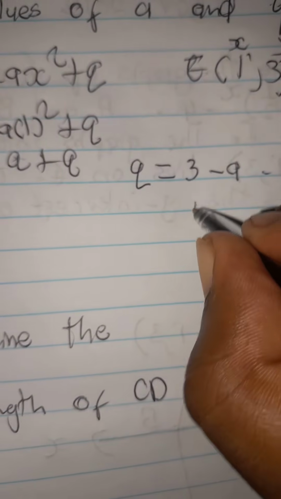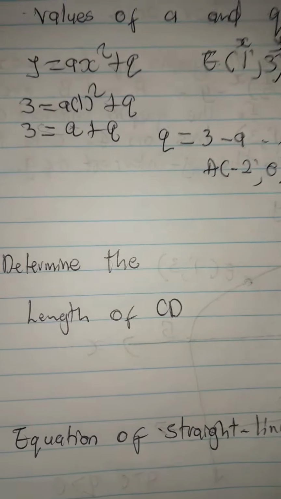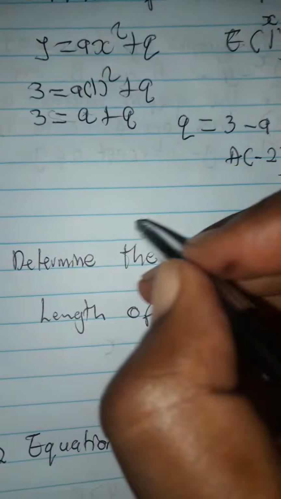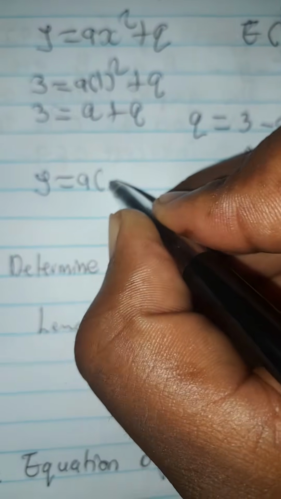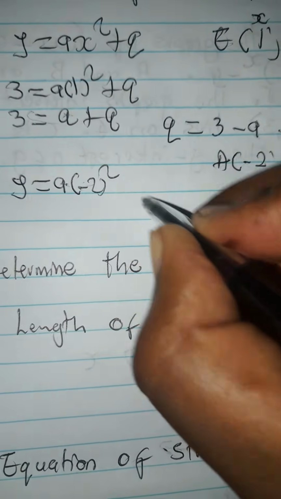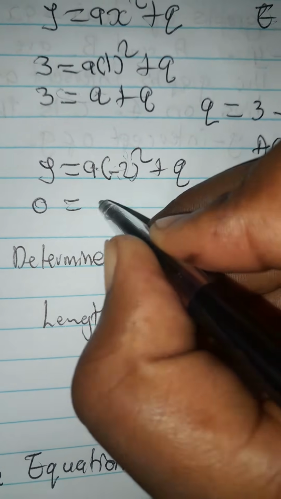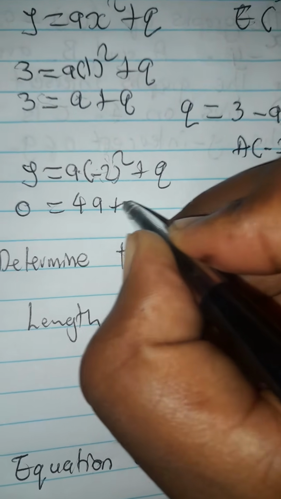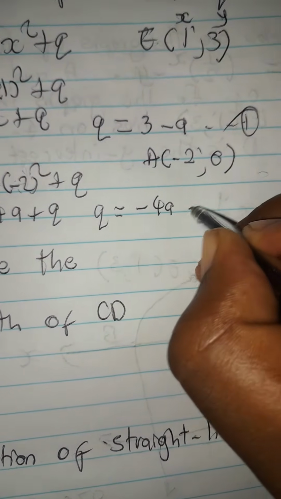We are not done. We have another point that it passes through, which is (-2, 0). To make life easier, we can formulate another equation. We have negative 2 as x, plus q, and y is 0. So negative 2 squared will be 4, giving 4a plus q. To make q the subject, let's take 4a to the other side. It becomes q equals negative 4a. That's equation 2.